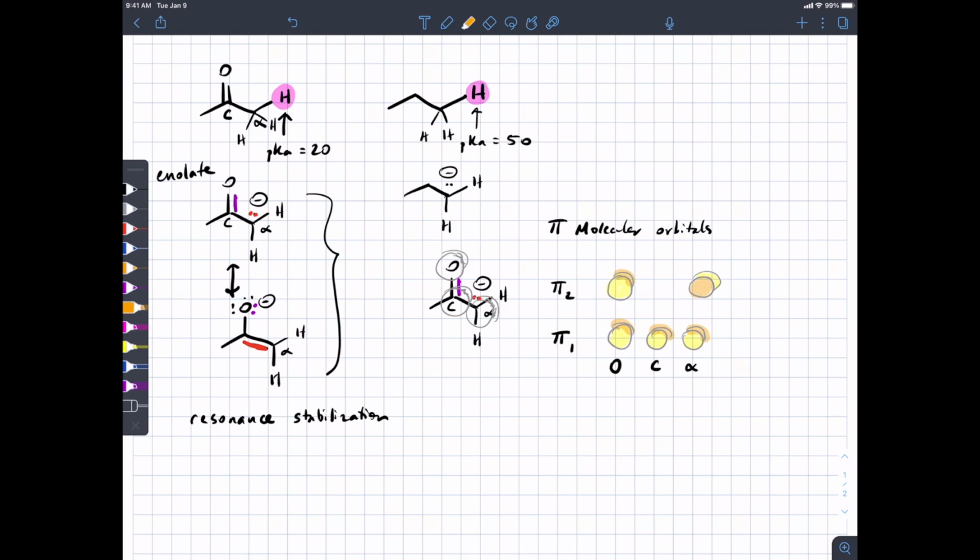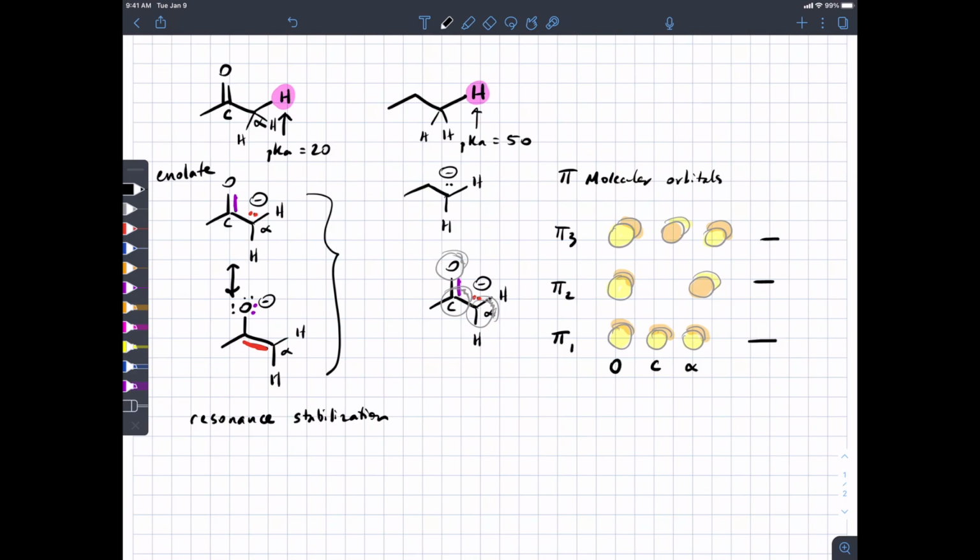Here, color just represents wave function sign. When the wave function sign switches, as it does when going from this lobe to this lobe, that means you go through zero and there's a node in the middle. That node happens to coincide with the position of the carbonyl carbon. And then the highest energy orbital would be the one where the three p orbitals are adjacent to each other, but with opposite wave function sign.